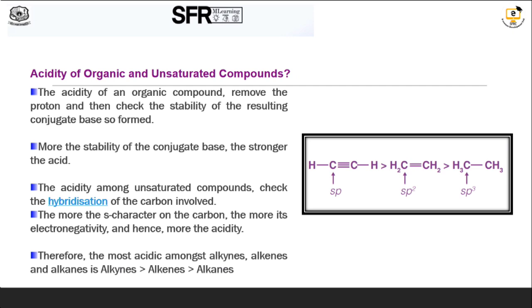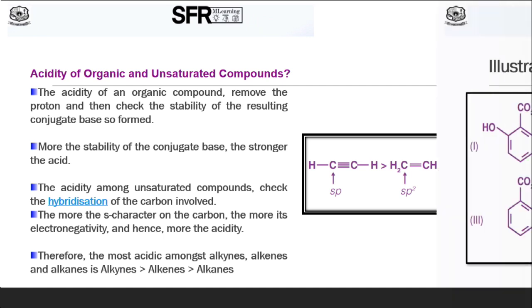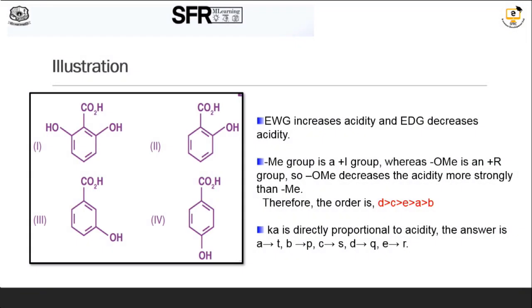For the acidity among the unsaturated compounds, check the hybridization of the carbon involved. In the first case, the carbon is in the sp hybridization state, whereas in ethylene it is sp2 hybridized and in ethane it is sp3 hybridized. The more the s character of the carbon, the more its electronegativity and hence the more the acidity. Therefore, the most acidic amongst them is alkynes, next comes alkenes, then comes alkanes. And we can illustrate this using some more examples.